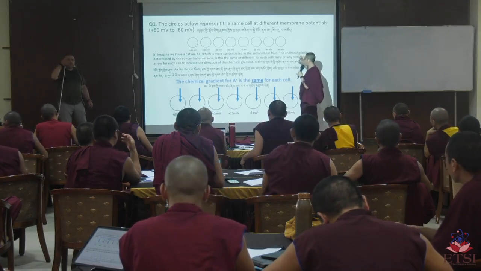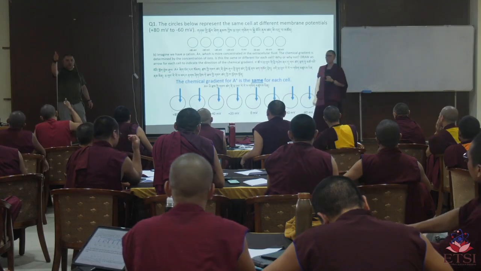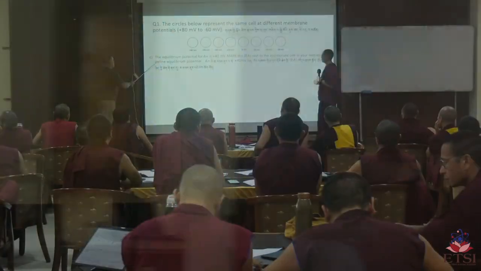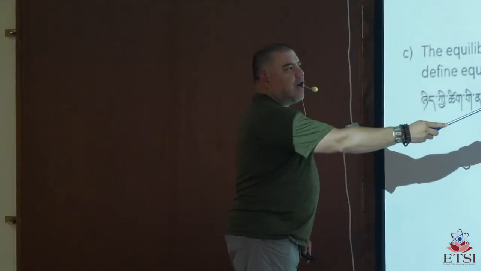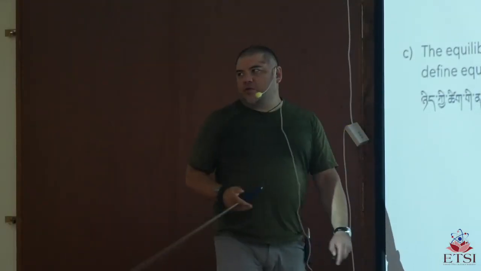We're good? All right, next. Now let's say the equilibrium potential for this ion is plus 40 millivolts.